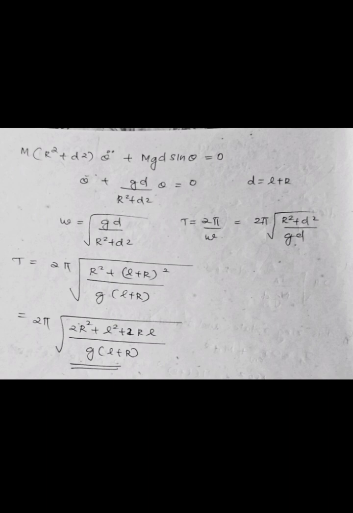And we know that d is equal to L plus R, that is T is equal to 2 pi into square root over r square plus L plus R the whole square divided by g into L plus R. That is 2 pi into square root over 2r square plus L square plus 2RL divided by g into L plus R. So in this way also we can solve the question.